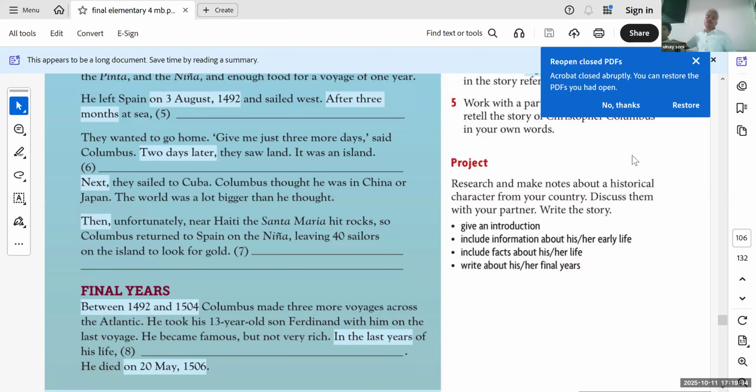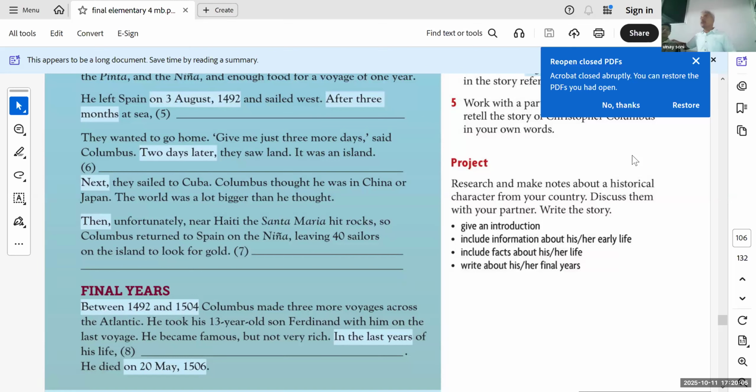Good. Between 1492 and 1504, what happened? He made 3 more voyages. He made 3 more voyages. His phrases, it's all about creating language memory. Made 3 voyages, yes, 3 journeys.